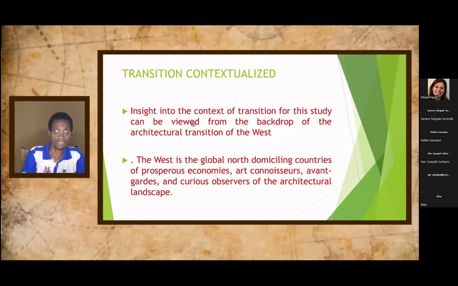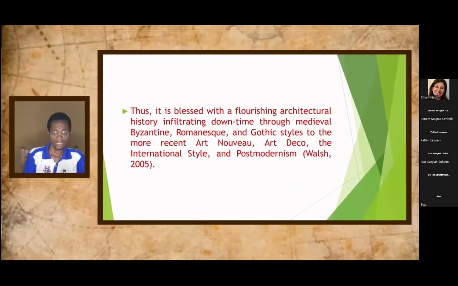Insight into the context of transition for this study can be viewed from the backdrop of architectural transition in the West, which is the global north, domiciled countries of prosperous economies, art connoisseurs, avant-garde, and curious observers of the architectural landscape. One could observe that Western architecture has transited through history, beginning from the Byzantine to the Romanesque to the Gothic, and so it has transited for quite some time, even to more recent forms, the Art Nouveau, Art Deco, and international style, to postmodernism architecture. So one can observe quite a distinct variation in transition.